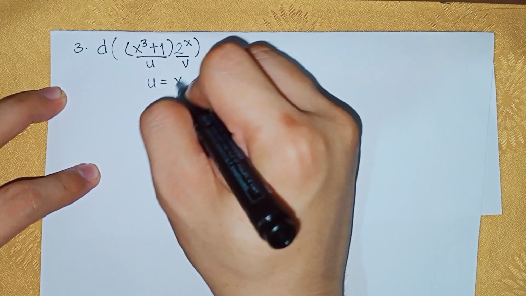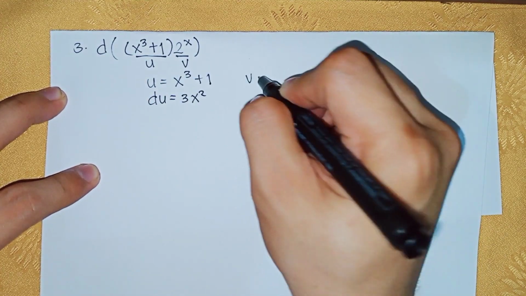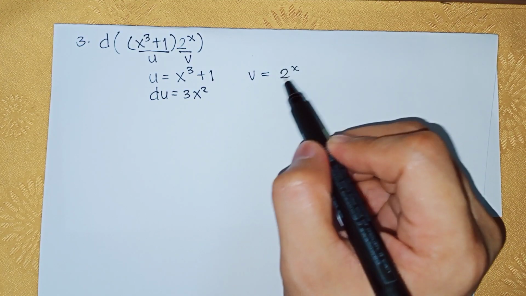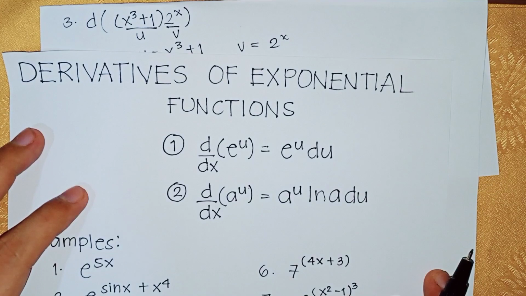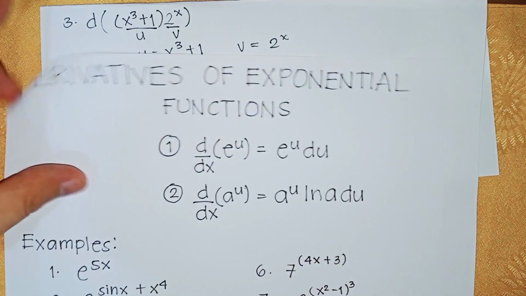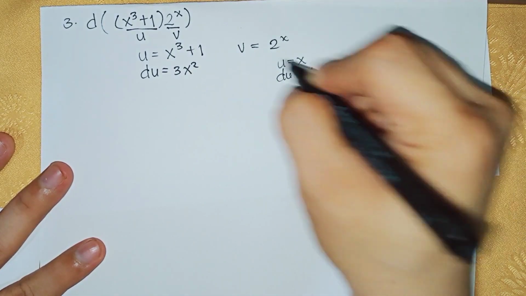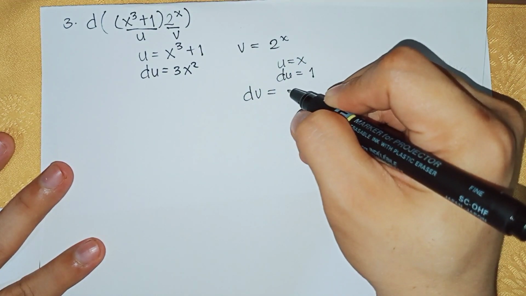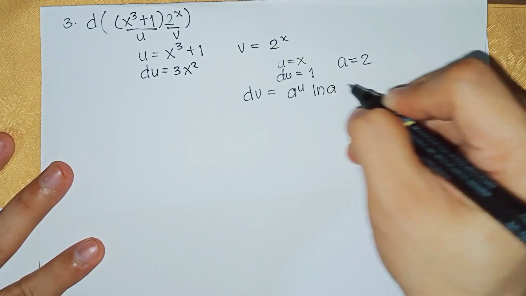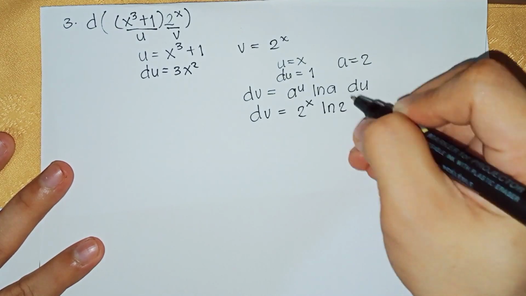So, ang u natin ay x raised to 3 plus 1. Ang derivative niyan ay 3x squared. Tapos, ang v natin ay yung 2 raised to x, di ba? So, natandaan nyo yung formula kapag hindi Euler's number, kapag constant, no? So, derivative ng constant raised sa function is equal to a raised to u times ln a du. Okay? So, ibig sabihin, ang u mo dyan, x. Ang du mo dito ay 1. So, ang derivative ng 2 raised to x, so, ang a mo pala ay 2, di ba? Constant. So, a raised to u ln a du, or so 2 raised to x ln 2 times 1.